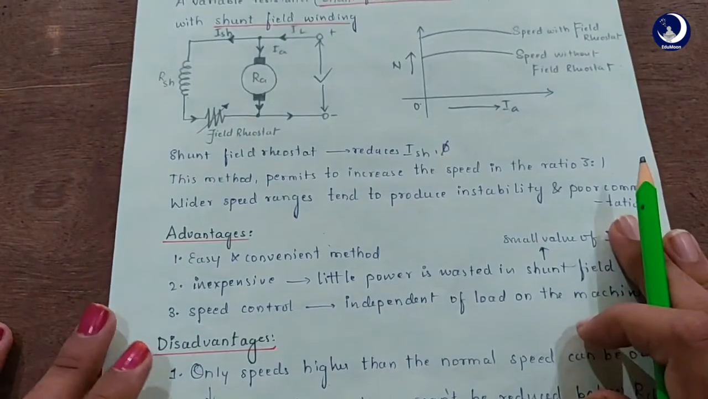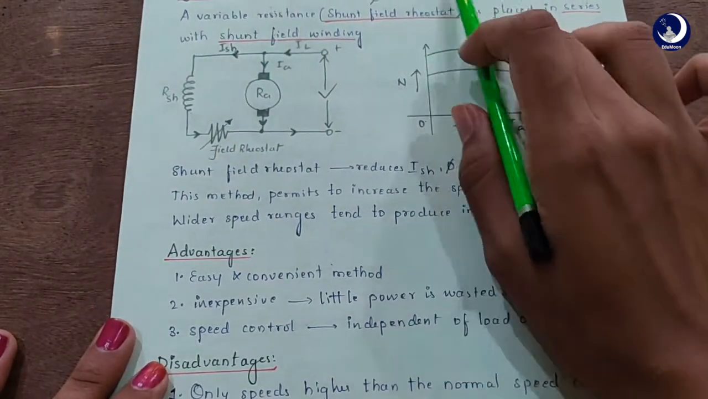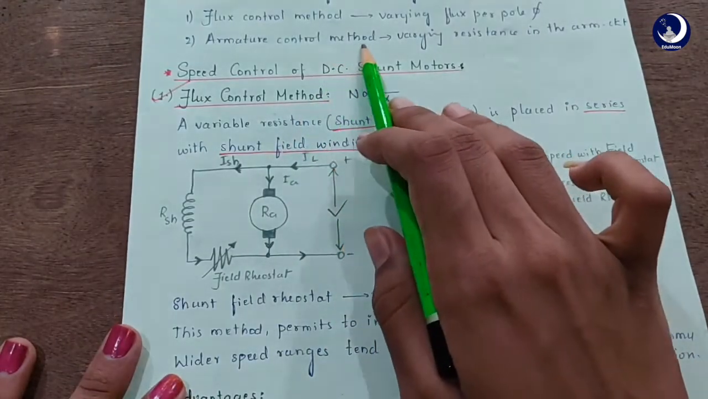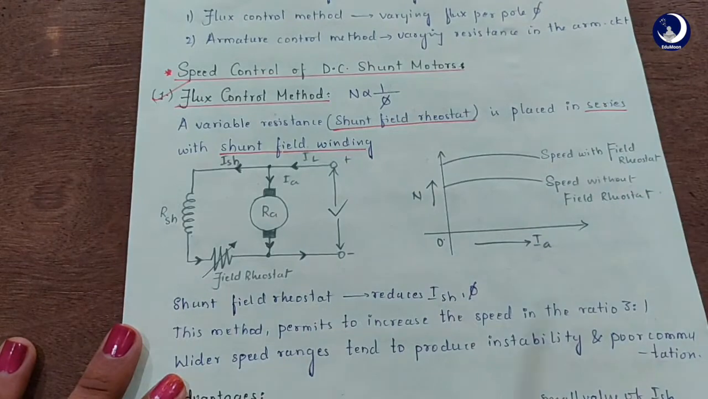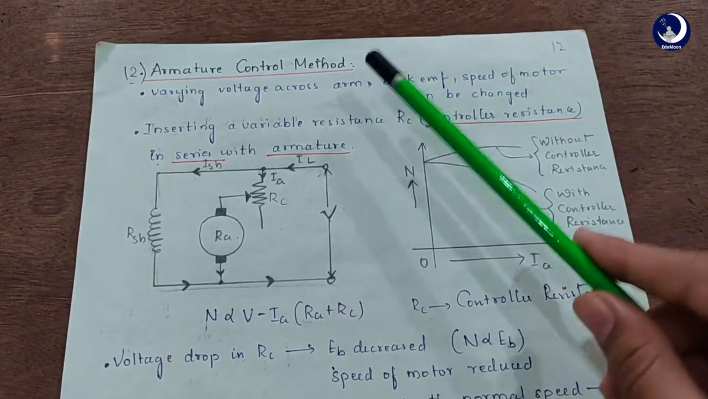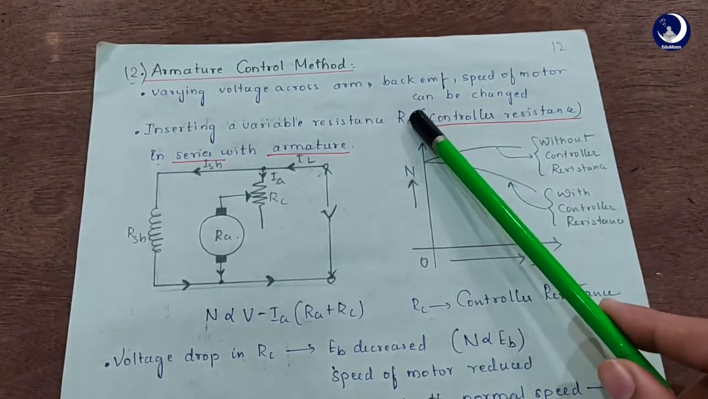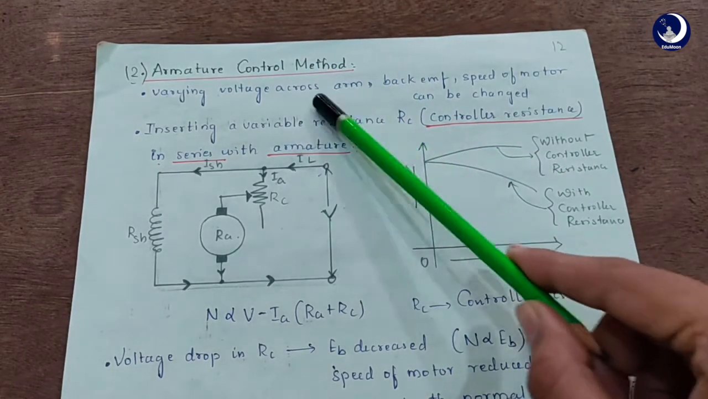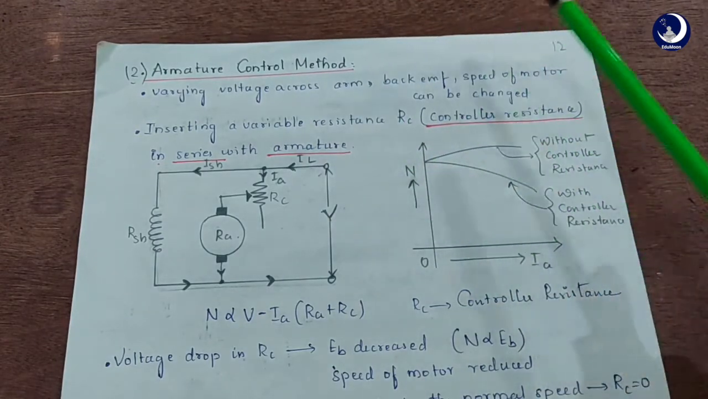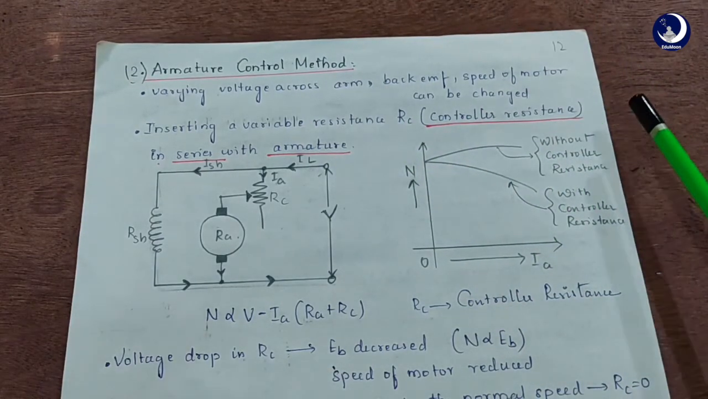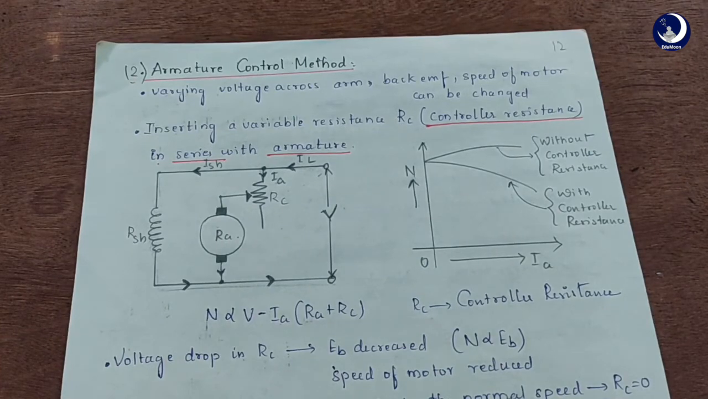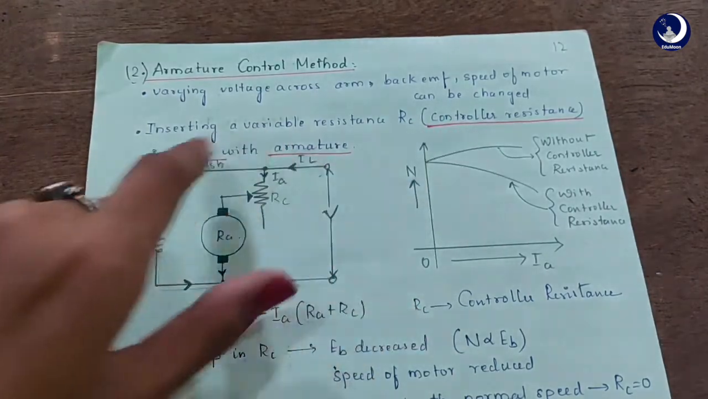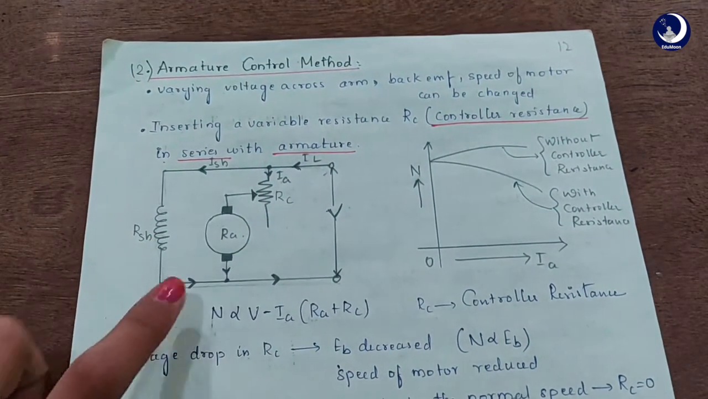This is about the speed control of DC shunt motors by the flux control method. Next we will look at the armature control method for DC shunt motor. This method is based on the fact that by varying the voltage across the armature, the back EMF and speed of the motor can be changed. This is done by inserting a variable resistance RC, the controller resistance, in series with the armature. See the connection here.